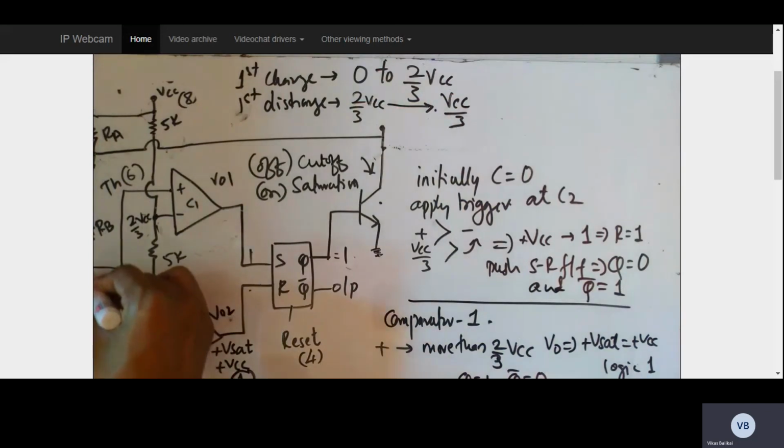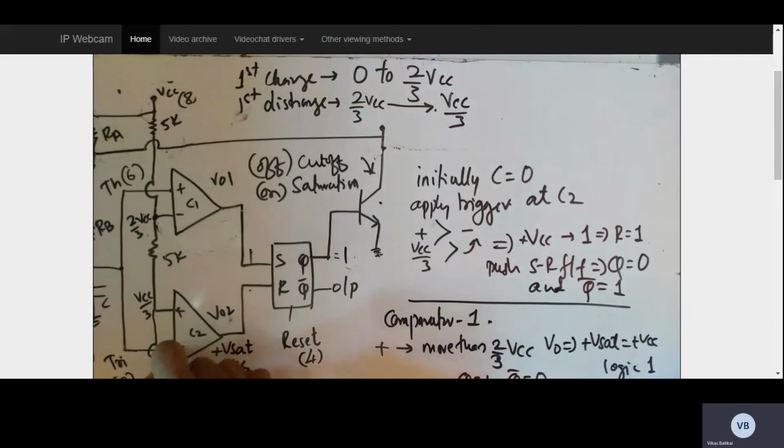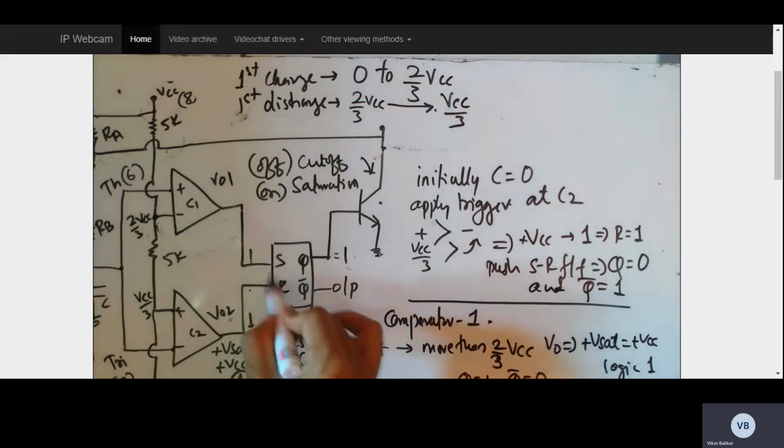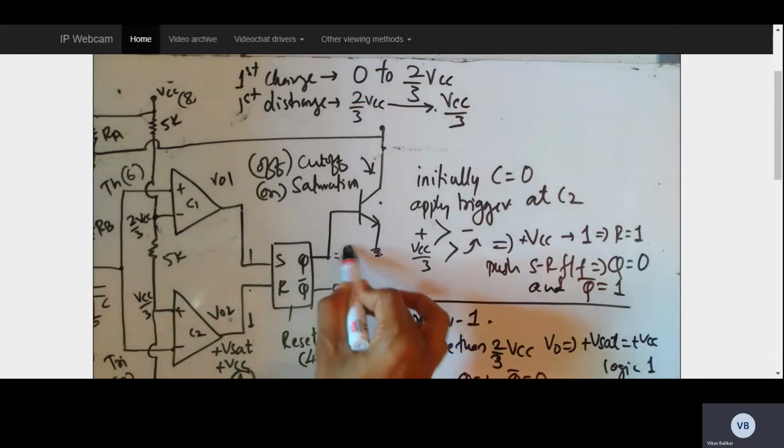The discharging value of the capacitor has reached less than VCC by 3, and as a result this particular node, connected over here, is less than VCC by 3 at the inverting terminal, and VCC by 3 at the non-inverting terminal. Among these two, which is greater? Definitely the non-inverting terminal is at the highest potential, because here it has reached less than VCC by 3, and here it is VCC by 3, and as a result the output of this will be again 1, and because of which the entire flip-flop will be reset, and this will give the output as 0.